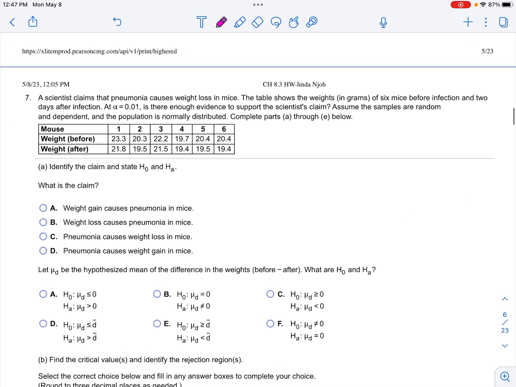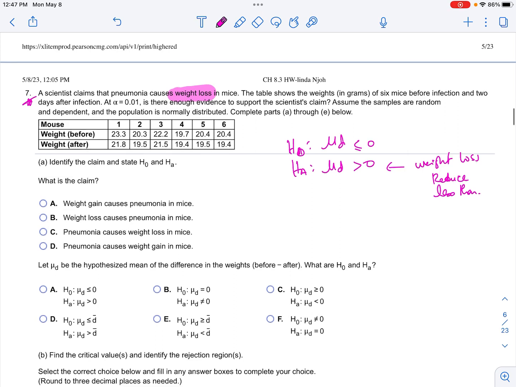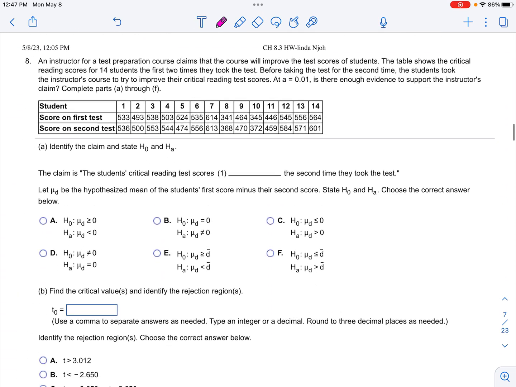Now, see, this one, I'm just going to look at the claim and tell you how to set up. It says, a scientist claims that causes weight loss. See, weight loss. So reduction. As soon as you see weight loss, reduction, yeah, people, you already know mu D has to be greater than 0. So you know. Weight loss, reduce, less than. So I have to move on. You guys can do 7 on your own.